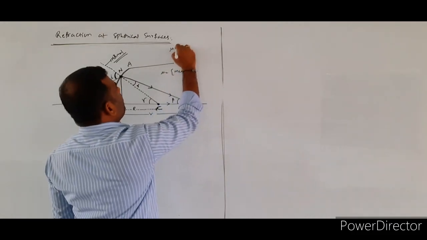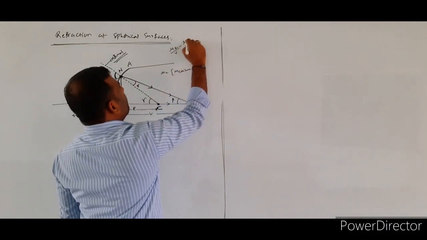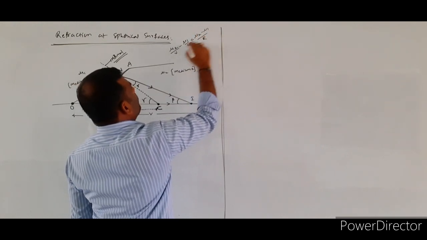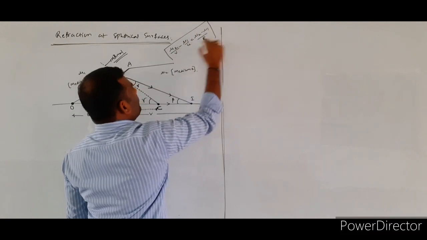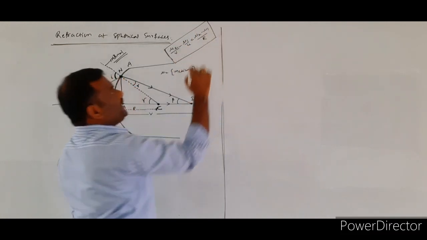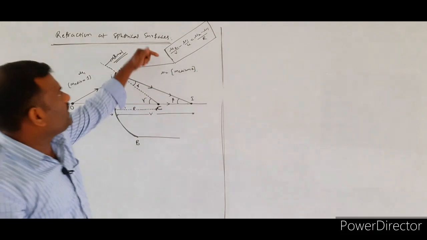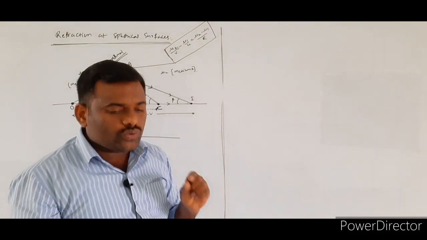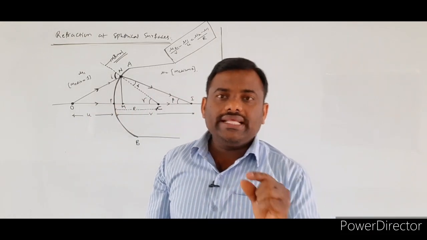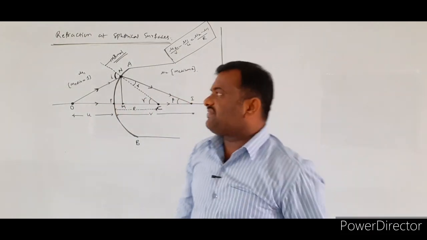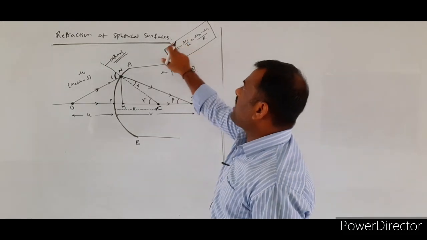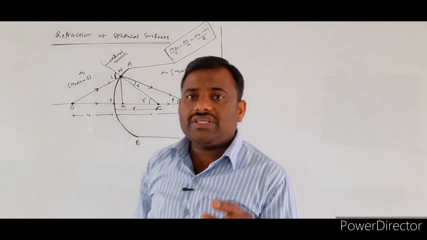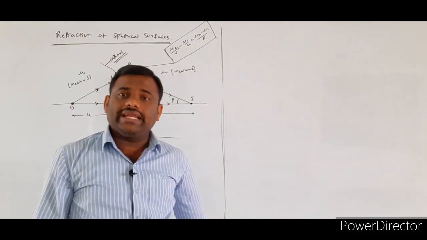What does that derivation mean? Mu2 by V minus mu1 by U is equal to mu2 minus mu1 by R. So this is the required equation, and now we are going to derive it. In that equation, mu1 and mu2 indicate the refractive indices of the two refracting media, and capital R indicates the radius of curvature of the spherical refracting surface.